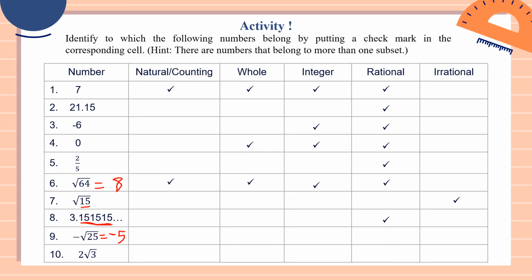Is negative 5 a counting number? Nope, it's not. Once again, for counting numbers, you start at 1 and then all positive numbers. Is it a whole number? Nope, it's not. For whole numbers, you start at 0 and then all positive numbers. Is it an integer? Yep, it is an integer. Is it a rational number? Yep, it is a rational number.